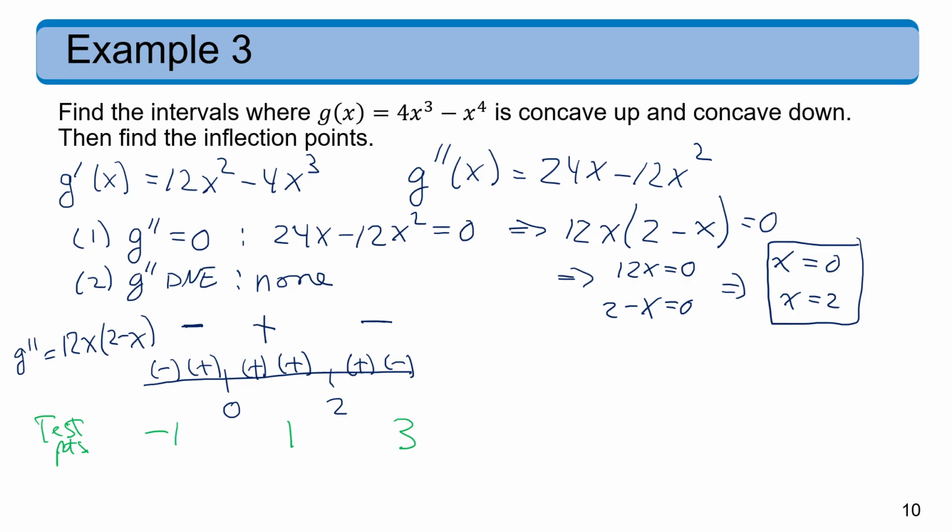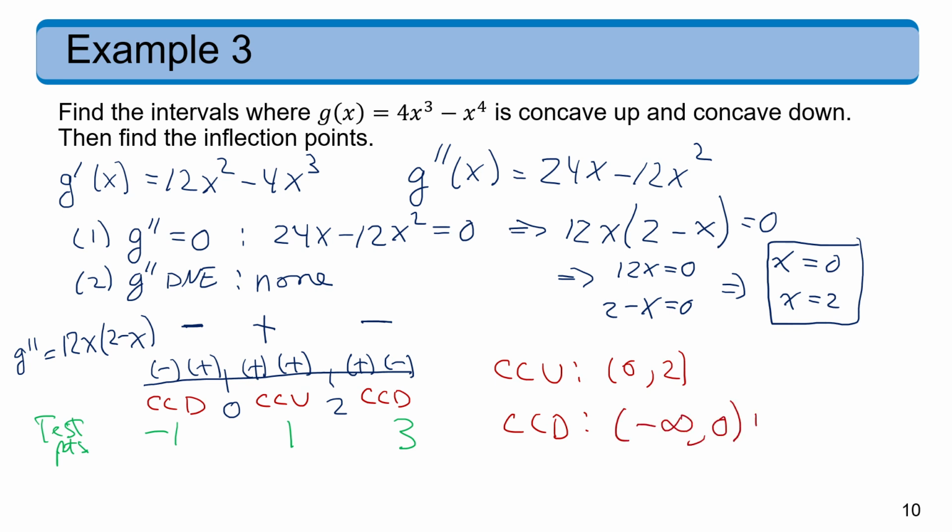Now this was in the second derivative, so it tells us concavity, right? So minuses mean concave down, pluses mean concave up. And so then we can write out our solution. Concave up, we'll do that one first. There was just the one interval from 0 to 2. And then for concave down, we had two intervals. Everything to the left of 0, and then everything to the right of 2. And that's all we were asked to do with this one, was to find those intervals of concavity.